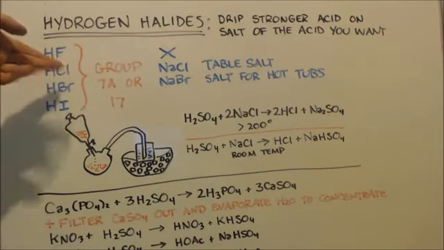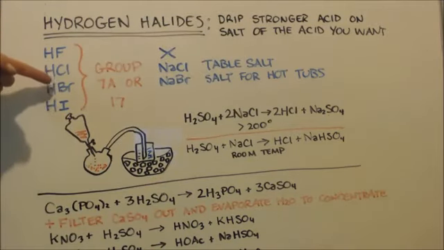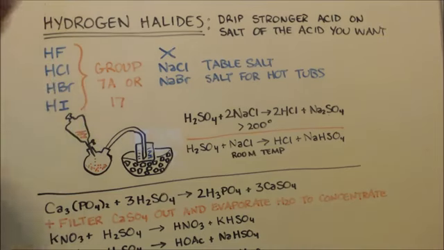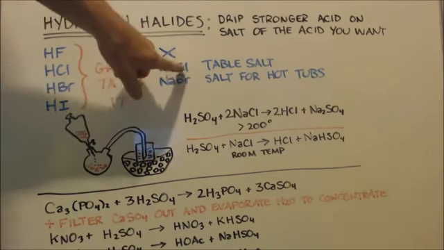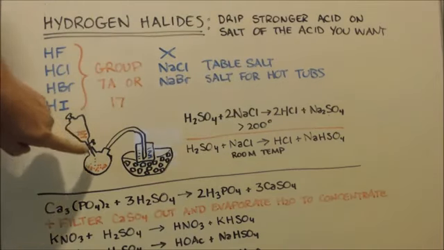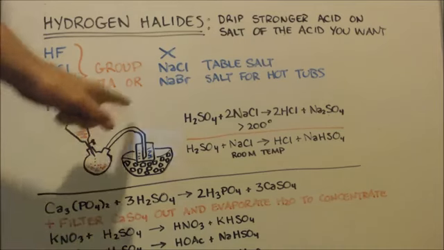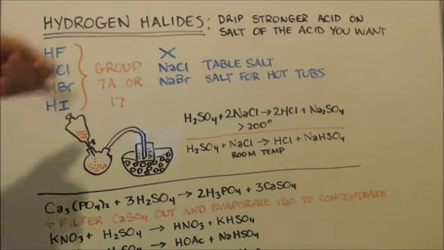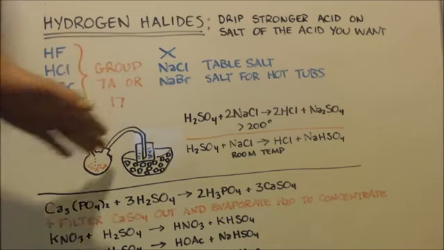A stronger acid than these two, hydrochloric and hydrobromic, is sulfuric. That's the go-to acid, sulfuric acid. You can drip it onto the salt of this, meaning you need a chloride. I put sodium chloride, it could be potassium chloride, whatever, as long as it's chloride, and obviously you're going to use table salt because that's cheap and accessible. Drip the acid, here's your acid in your separatory funnel. You drip it into here, and it'll make the gas, the hydrogen chloride gas. If you want that, that's great.